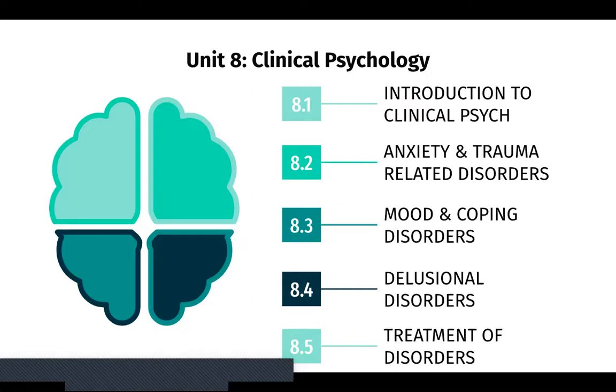And then we're going to take a look at eating disorders and addiction disorders. And then 8.4, I am still kind of working on the name. For delusional disorders, we're going to be looking at schizophrenia and personality disorders. That will encompass various degrees of schizophrenia, and then looking at a few personality disorders like antisocial personality and borderline personality more in depth. And then we're going to look at the treatment of disorders in lesson 8.5.